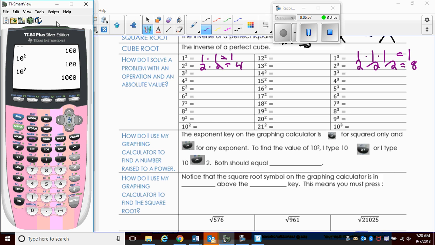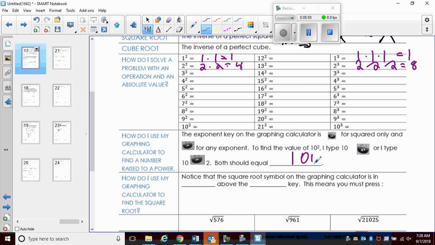Here's history. So here, both equaled 100 when we were raising 10 to the second power. Now, how do I use my graphing calculator to find a square root? Notice that the square root symbol on the graphing calculator is in blue.